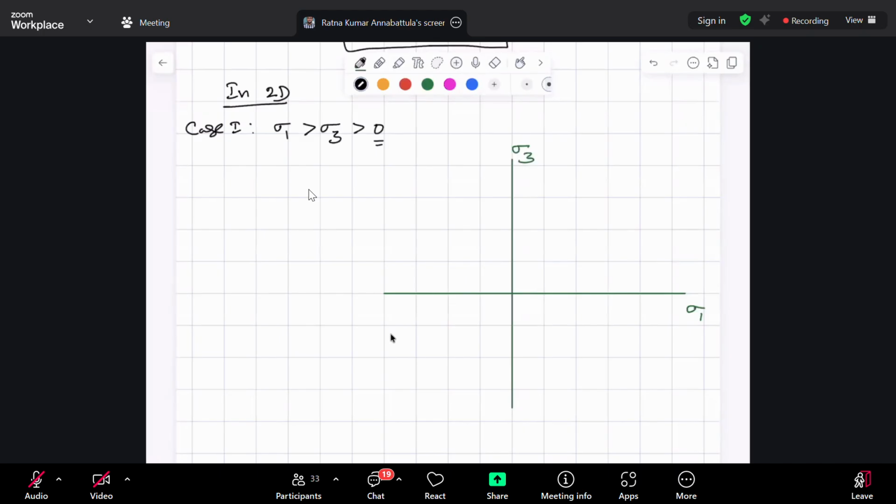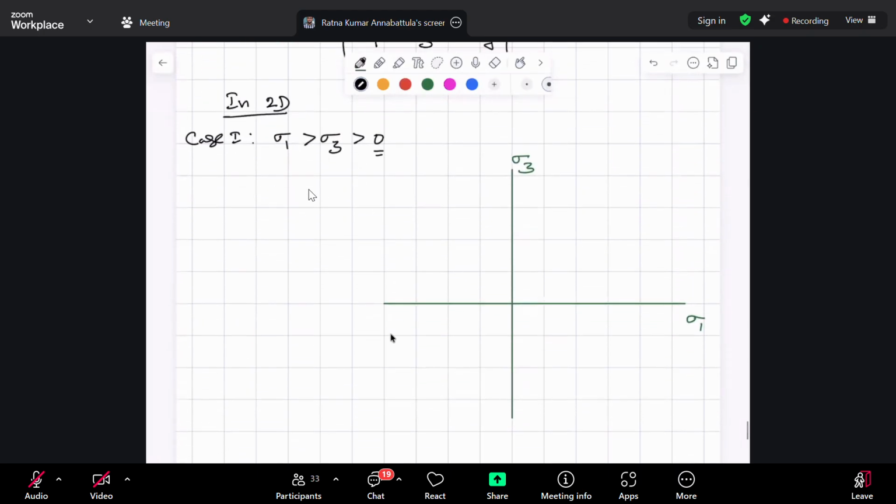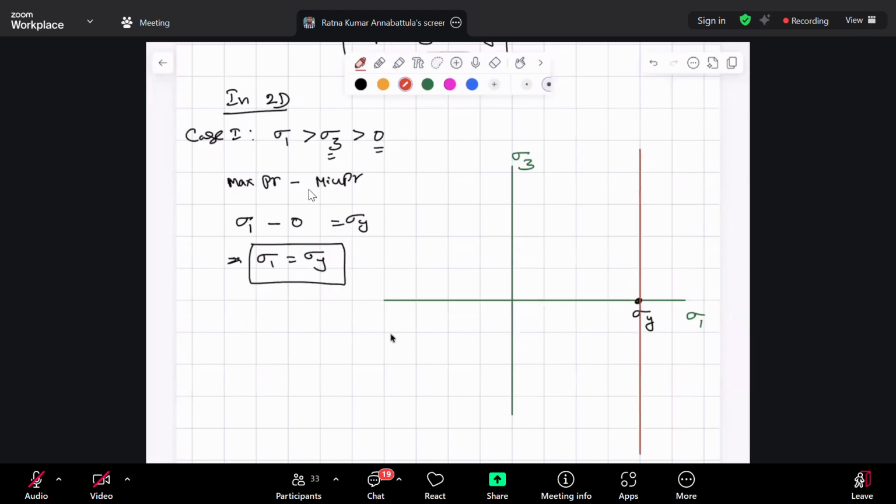Now, according to maximum shear stress theory, we said maximum principal stress minus minimum principal stress. Here in this case, because sigma 3 is greater than 0, the maximum will be sigma 1 and the minimum will be 0, equal to sigma y. That implies sigma 1 is equal to sigma y is your failure boundary. Let us say that is my sigma y. So I can draw that as my failure line. This goes to infinity.